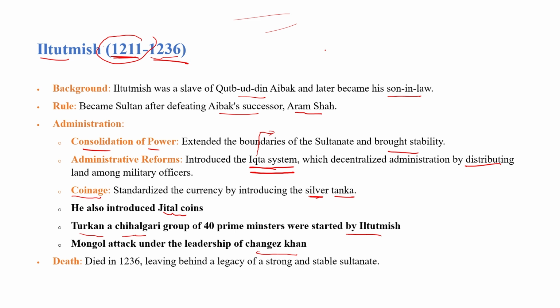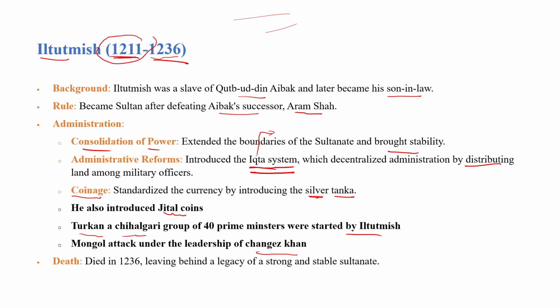Okay. And what about his death? He died in 1236, leaving behind a legacy of a strong and stable sultanate. So in 1236 he died, and after his death, his daughter Rajia Sultan became the next ruler. So now we have to understand Rajia Sultan. Also, Iltutmish was the person who completed the construction of Qutub Minar.